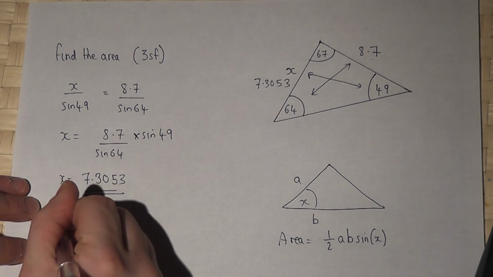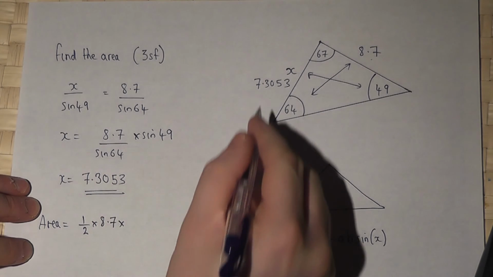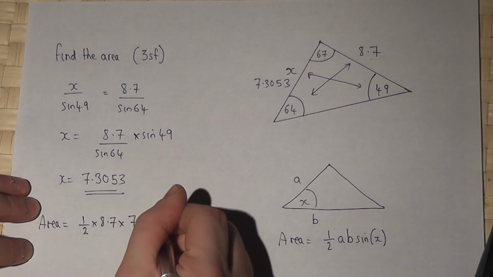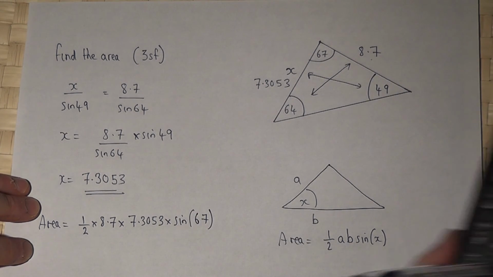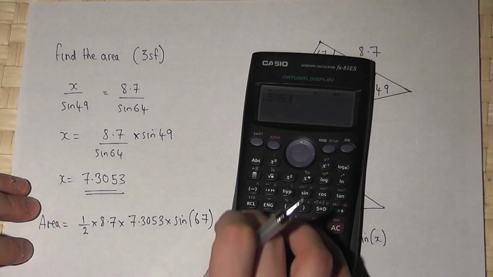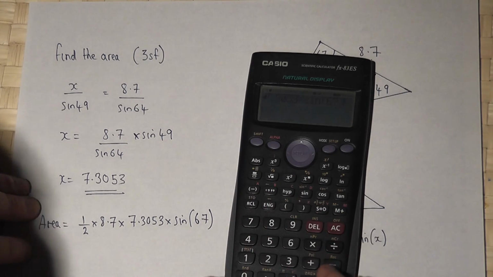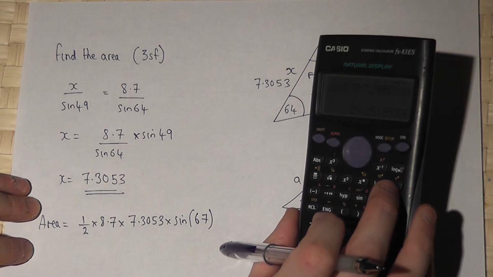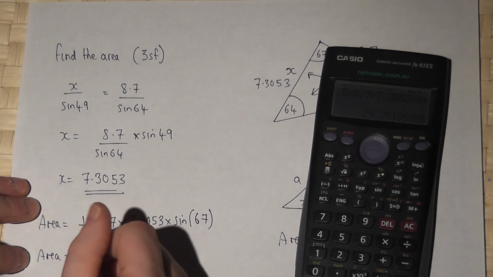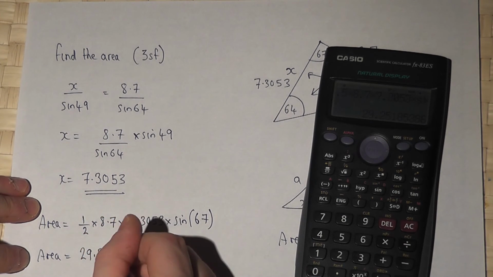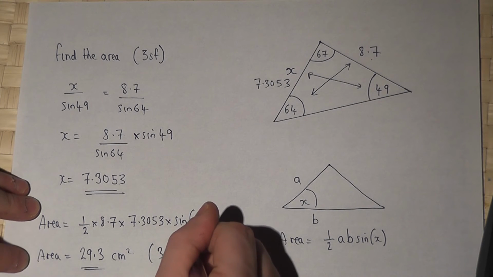So the area will equal a half times 8.7 times by this side here times by sine of 67. So if I get my calculator, 0.5 times 8.7 times 7.3053 times sine of 67, then my answer is 29.2518. I wanted 3 SF, so the area is 29.3 centimetres squared to 3 significant figures.